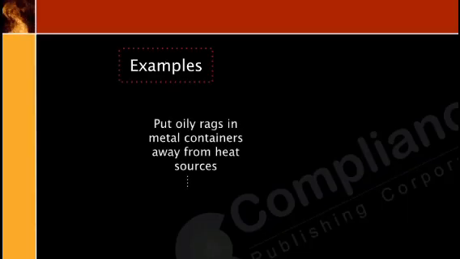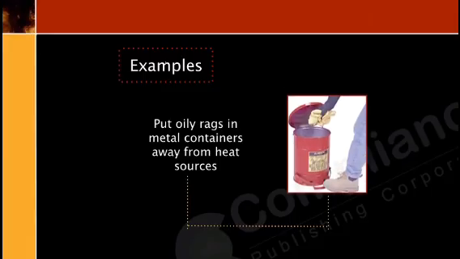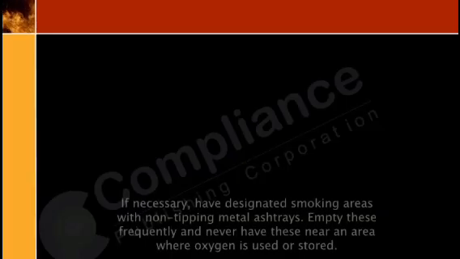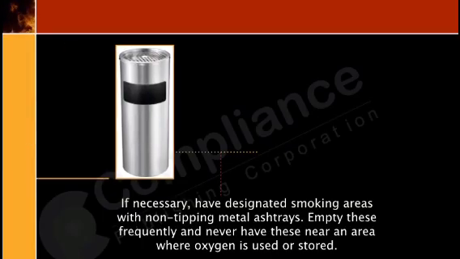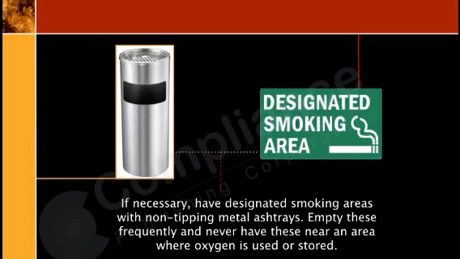Examples: put oily rags in metal containers away from heat sources. If necessary, have designated smoking areas with non-tipping metal ashtrays. Empty these frequently and never have these near an area where oxygen is used or stored.